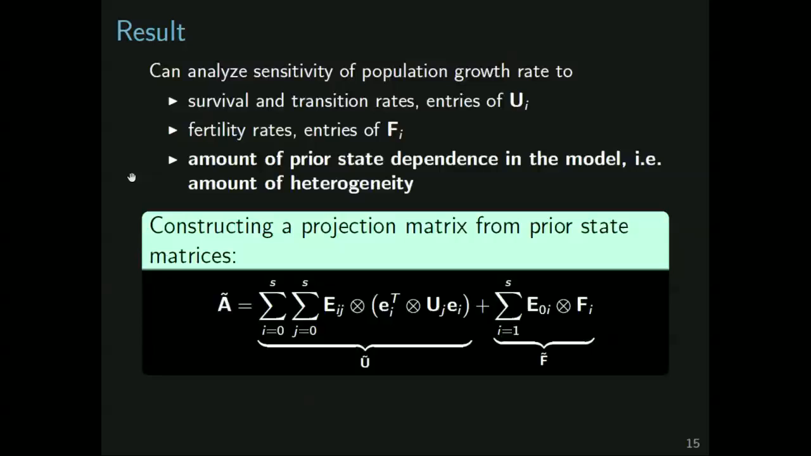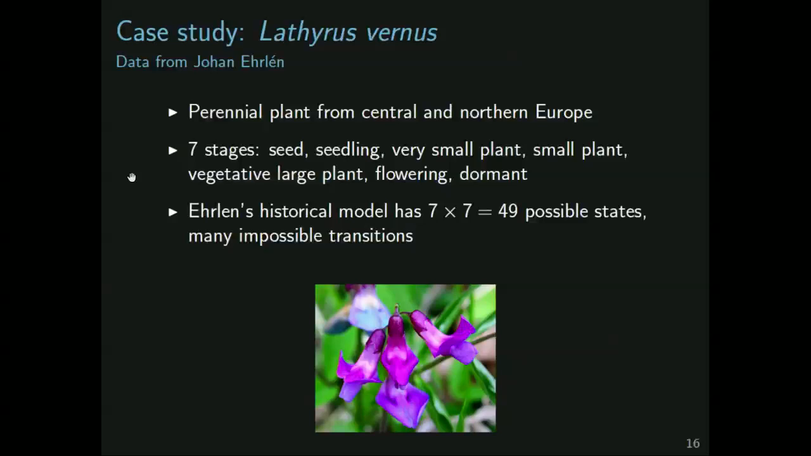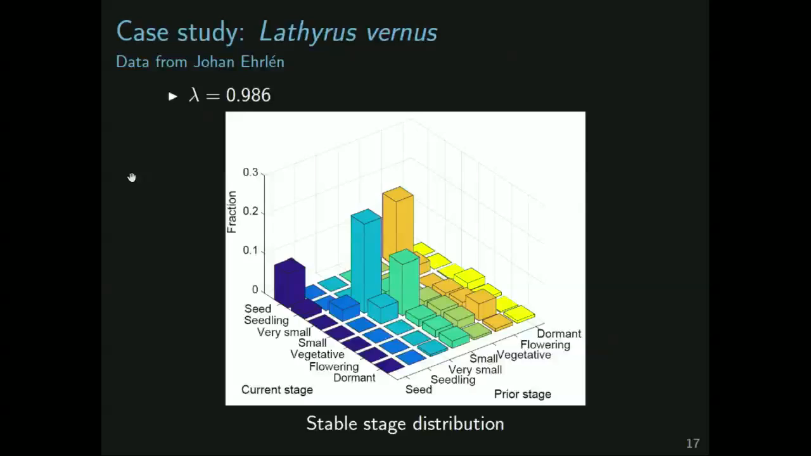So we've done that for this case study. The plant is called Lathyrus vernus. It's a perennial plant. Johan Ehrlén fitted the model with seven stages to it, from seed up to flowering and dormant. And so the full prior stage model has 49 states, but some of them are impossible because it takes a couple of years before you move from seed to flowering, for example. So this is an example of some demographic output that you can get from the model. You get a population growth rate that's just below one. You get a stable stage distribution that has current and prior stages. And then this is the funky new thing that we can do.